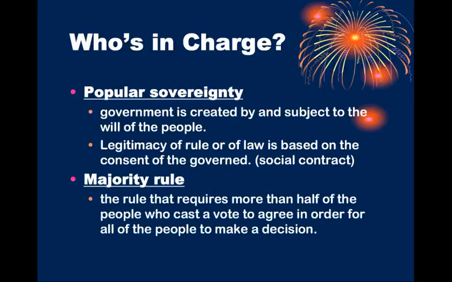So majority rule is the idea that you have to have one more than half of the people that cast a vote to agree in order to make a decision. So in Congress, in order to pass a law, you have to have a majority vote, and to get somebody elected, you have to have a majority rule decision for that to happen. So this shows that the people, or the majority of the people in this case, are in charge.